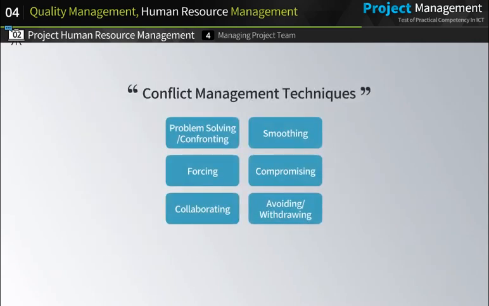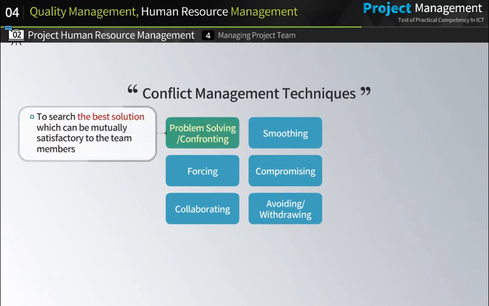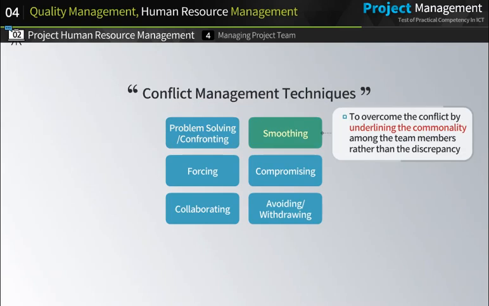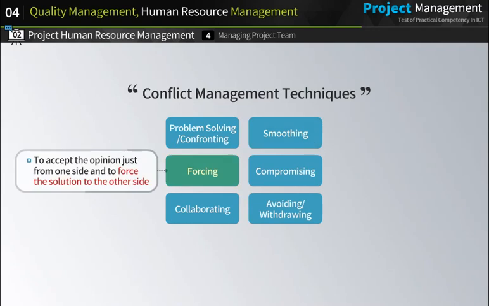Now, let's take a look at several techniques to manage conflicts arising in a project. First, problem solving is to search the best solution, which can be mutually satisfactory to the team members. Second, smoothing is to overcome the conflict by underlining the commonality among the team members rather than the discrepancy. Third, forcing is to accept the opinion just from one side and to force the solution to the other side.